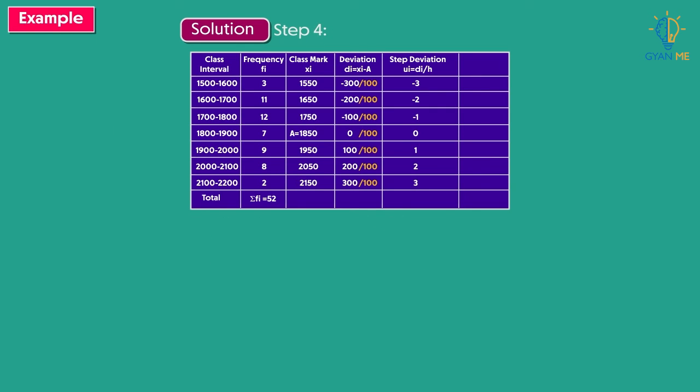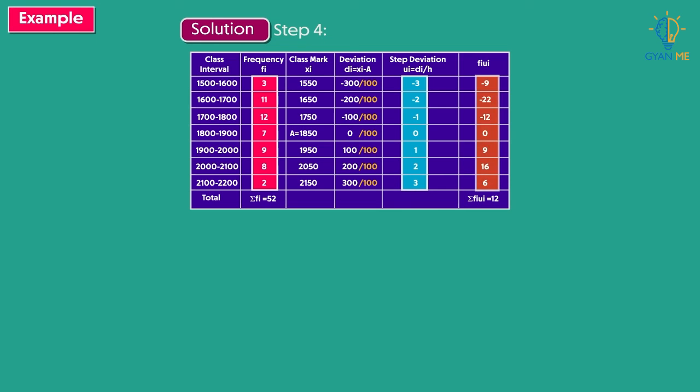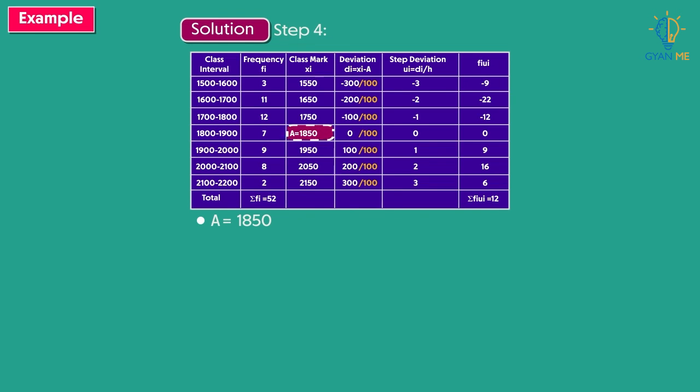Now calculate the product of fi and ui and enter it in the next column in the table. Take the summation of all fi ui's and all frequencies. Doing that, finally we have the value of a as 1850, the value of sigma fi ui as 12 and the value of sigma fi as 52.